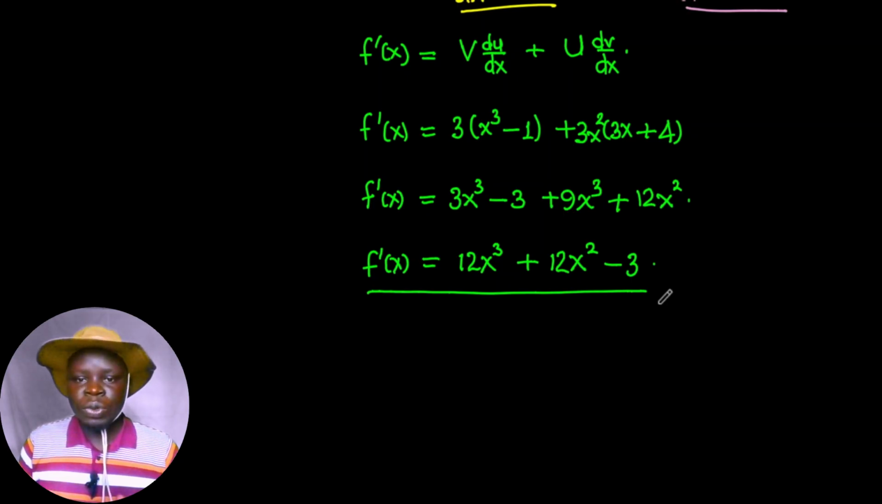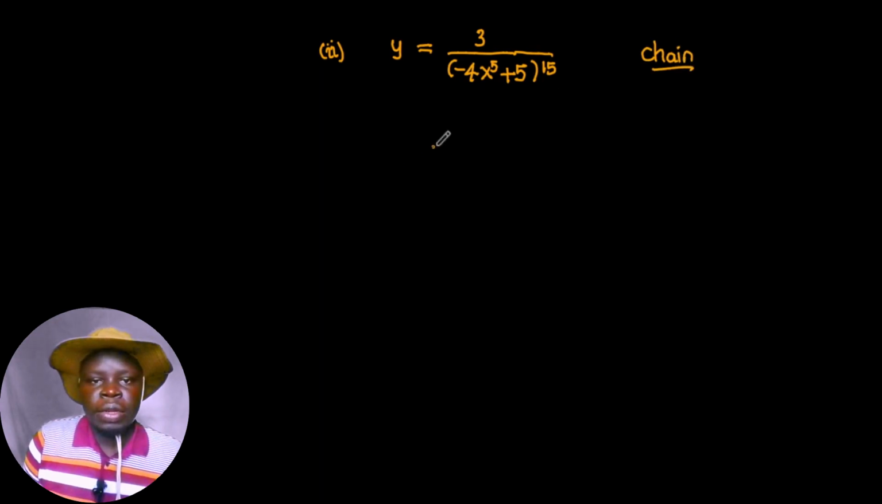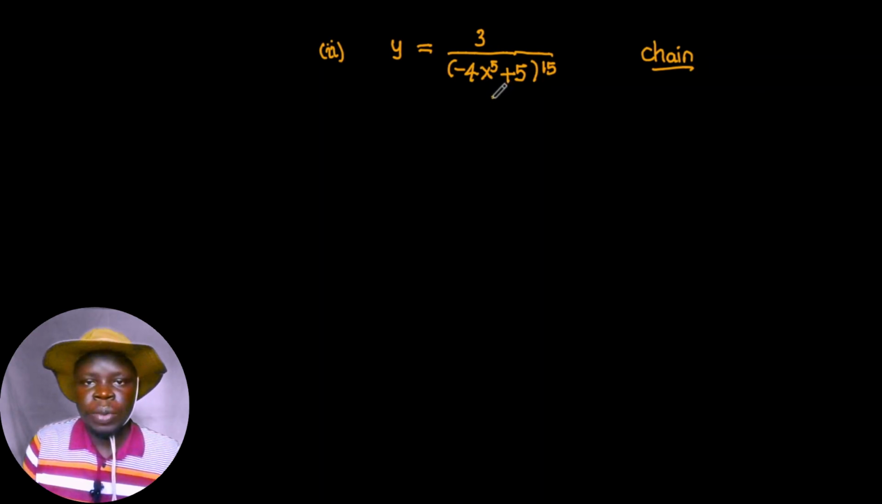And let's move on to part 2 of this question. Alright, in part 2, we have this question which has to use chain rule. Now, from here, we can first of all take what is inside this bracket and replace it by another variable, say u.